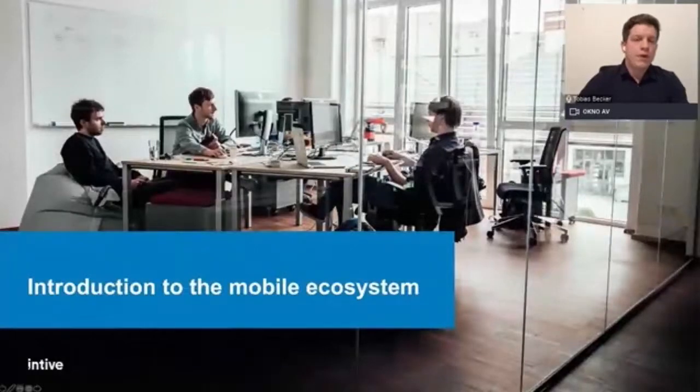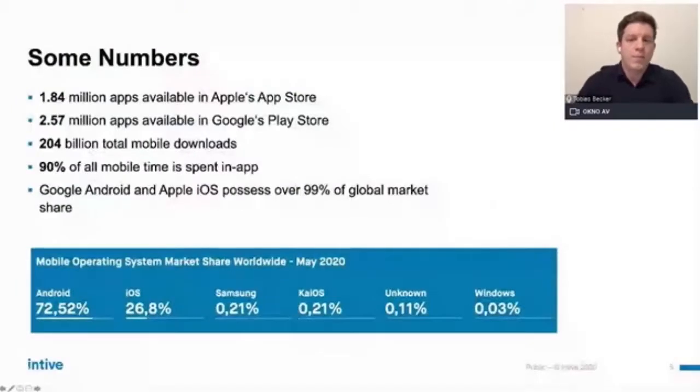Good. Let's jump into the introduction right away and start with some numbers. Overall, at the current state, we have about 4.41 million applications in the 2 biggest app stores. In the Apple App Store, we have about 1.84 million, and in the Google Play Store, it's 2.57 million. Overall, and this number is from August, we have 204 billion total mobile downloads. So that's quite a large number of mobile applications being downloaded to phones worldwide.